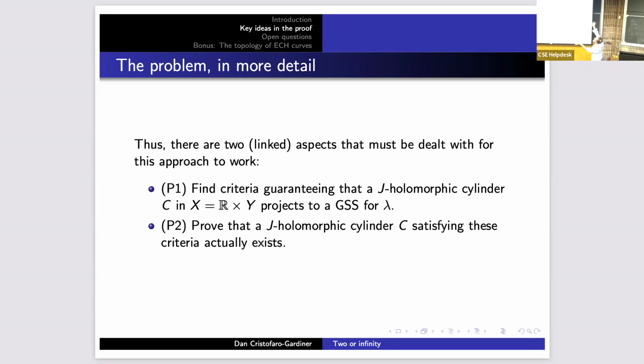If you just give me a random J-holomorphic cylinder in this thing, how am I going to know whether or not it projects to a global surface of section? That's exactly P1. P2 is, maybe I even find some nice criteria. How am I actually going to show that there is a J-holomorphic cylinder satisfying that criteria? Because after all, the J-holomorphic curve equation is some PDE. Maybe I can solve it, maybe I can't. I have some conditions. How am I actually going to find one? So both are substantial.